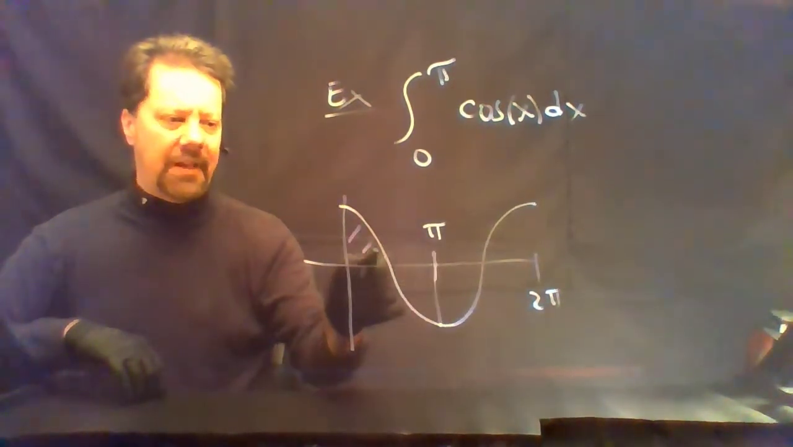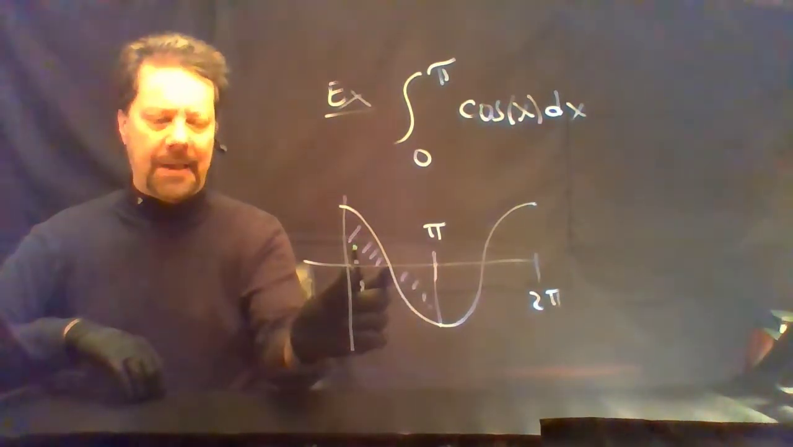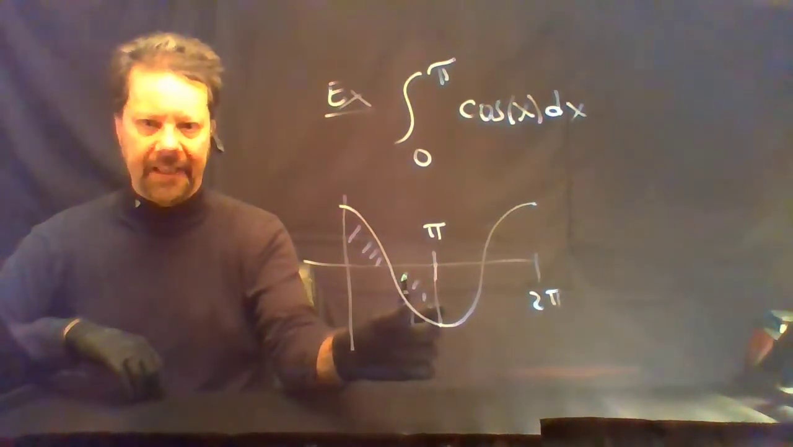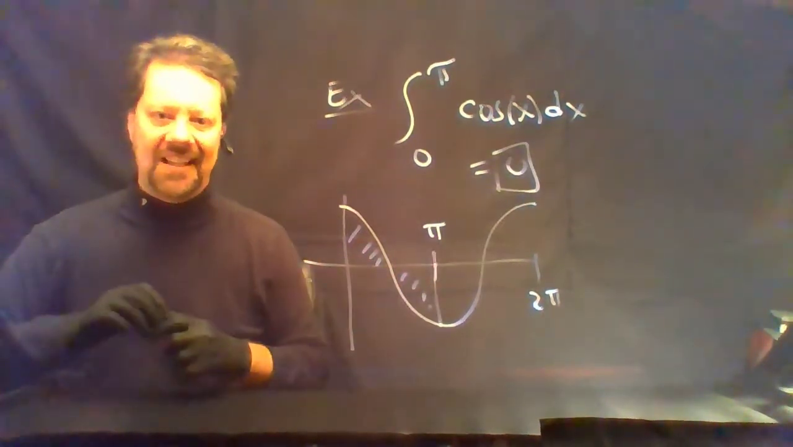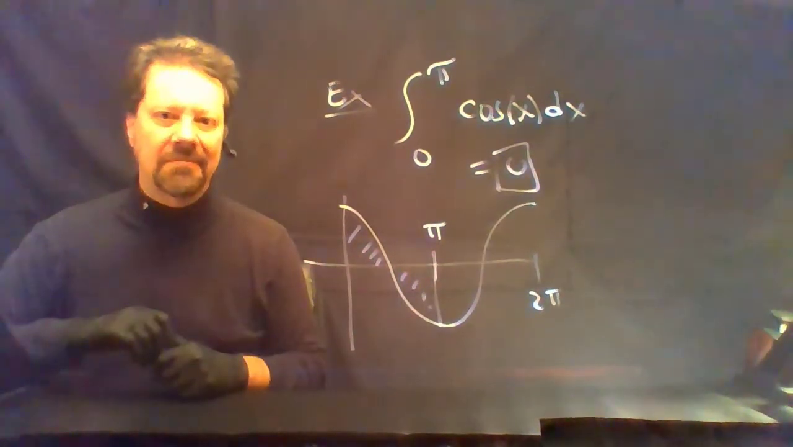Between 0 and pi, you have half a positive bump and half a negative bump. These exactly cancel out, and you get nothing.